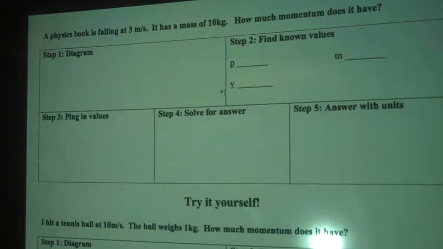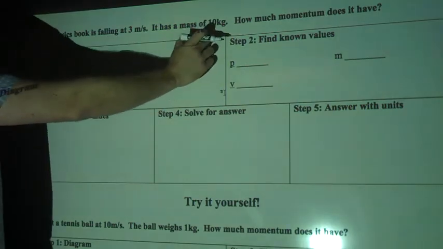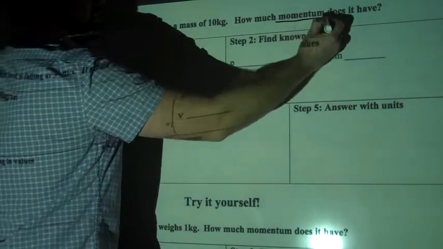So I'm going to solve this first one for you. A physics book's falling at 3 meters per second. It has a mass of 10 kilograms. We're looking at how much momentum does it have.